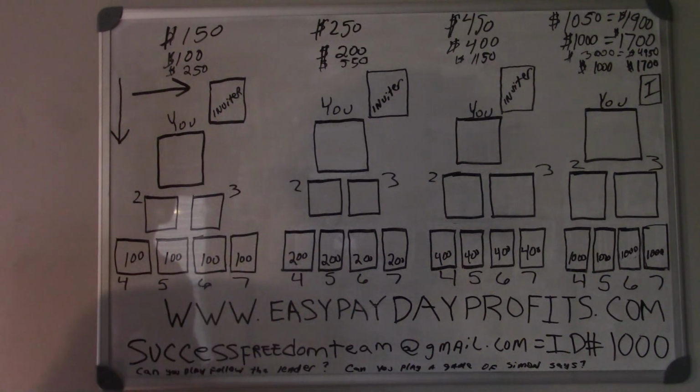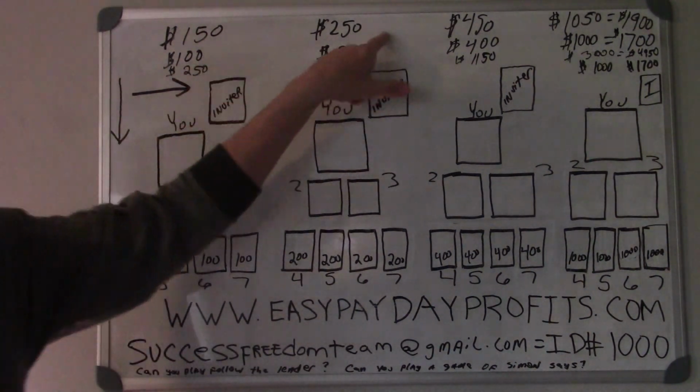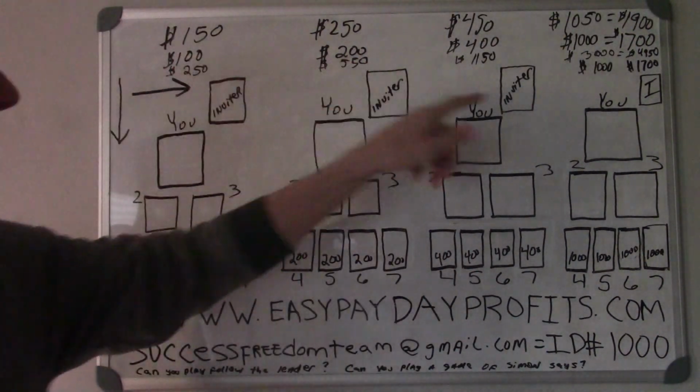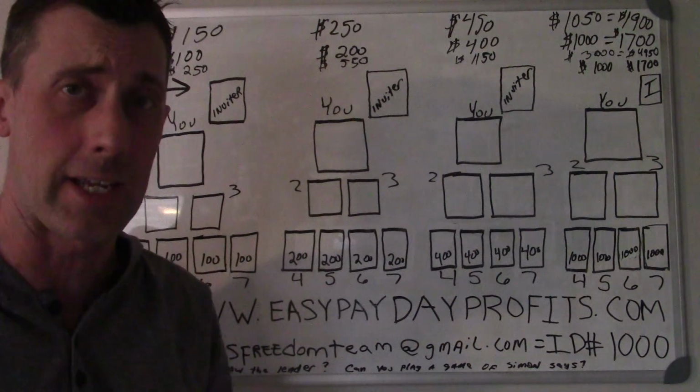If you participate in this program, there are four different phases: 150, 250, 450, and 1,050. If you total that up, that's $1,900 one time out of pocket.